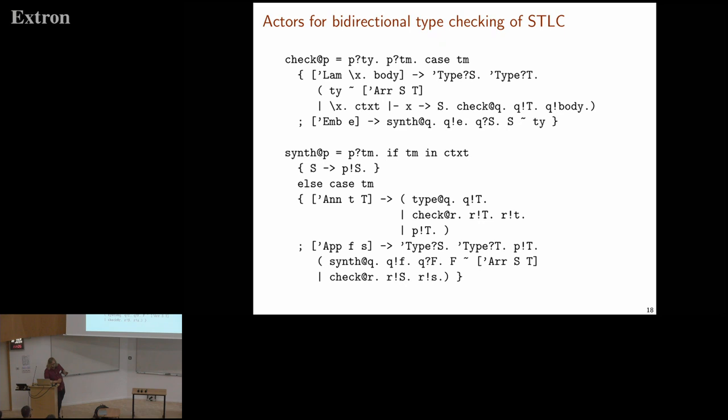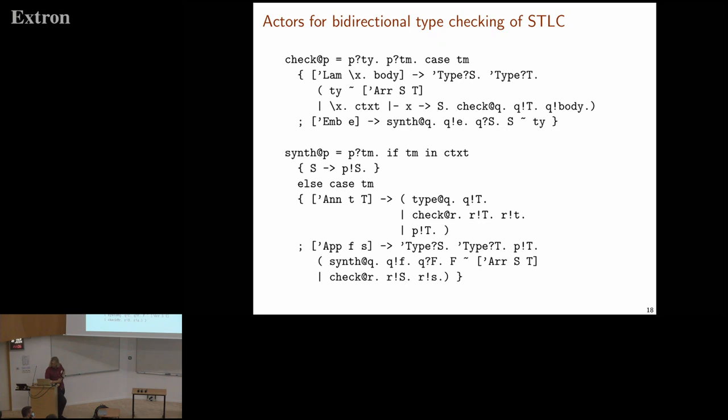And next, we make up two fresh meta variables, S and T, of syntax category type, and we constrain the type we got in to be an arrow type from S to T. At the same time, we make up a new fresh object variable X. We extend our context to say that X has type S, and then we check the body. So we spawn a check actor with channel Q. We send it the type T, which is the type we expect the body to have, and then we send it the body to check it. So that's going to spawn a new thing, and that's going to go away and do its thing. And similarly, if we have an M, then we're going to call the synth and do the synth thing.